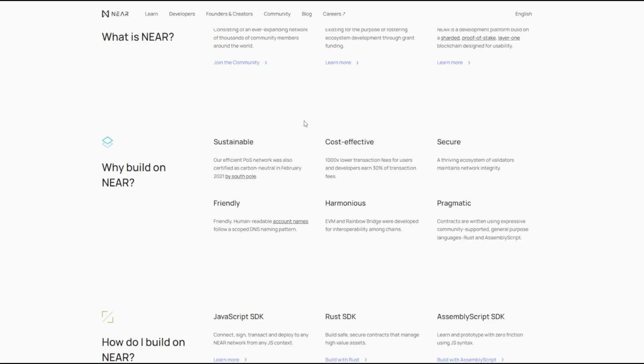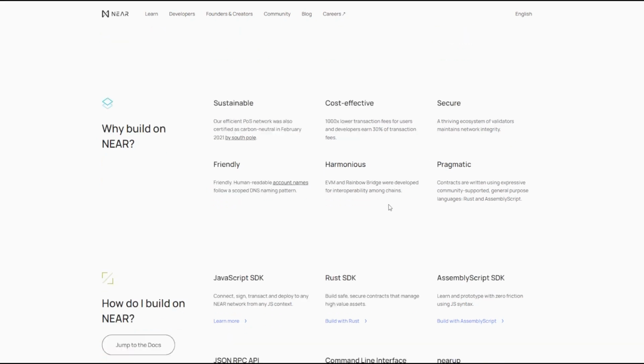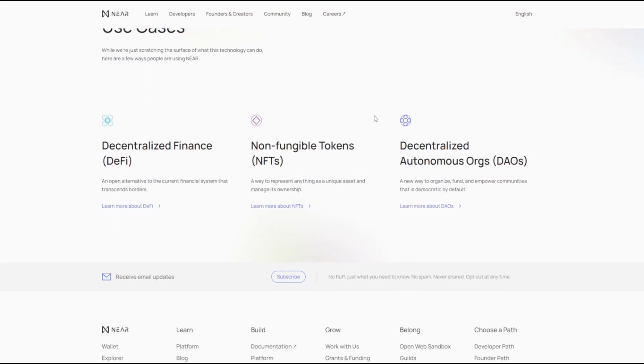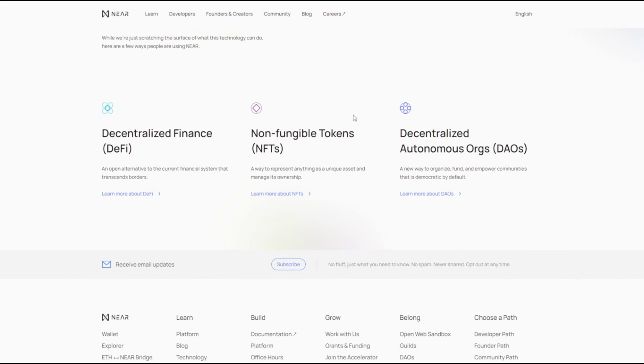Cost effective, so 1,000 times lower transaction fees for users and developers. And developers actually earn 30% of transaction fees. So it's stimulating development of good stuff on the blockchain. It's secure, friendly, harmonious, which means it works together with these bridges amongst other chains, and pragmatic as well. For some builders, you can build in a lot of different ways right here. And lastly, some use cases. You are able to build decentralized finance apps, NFTs, and DAOs.